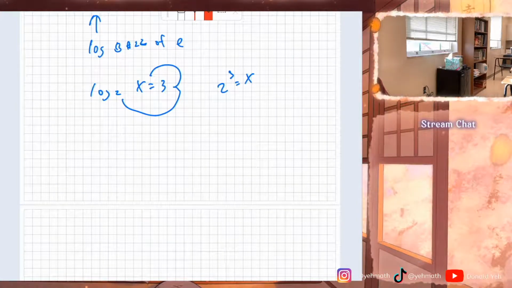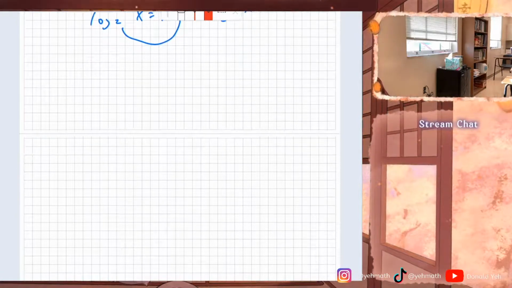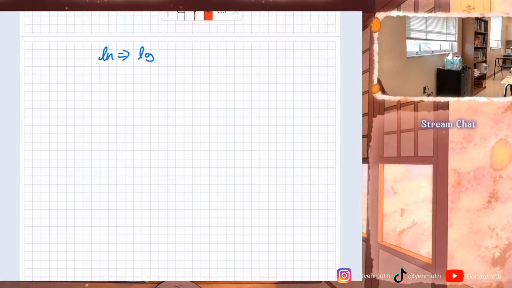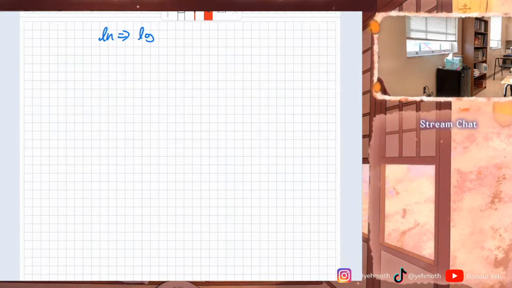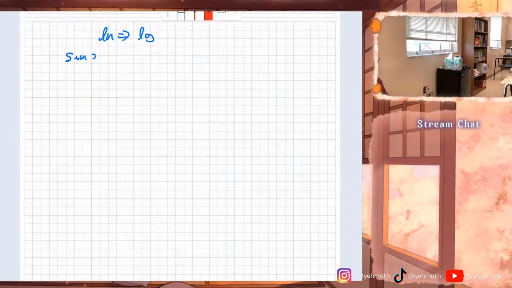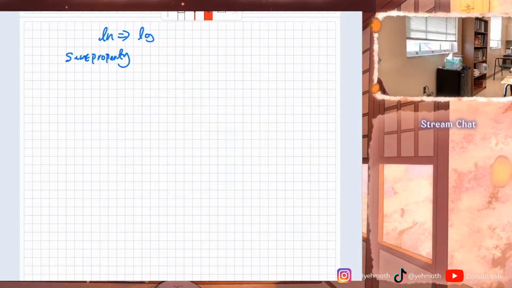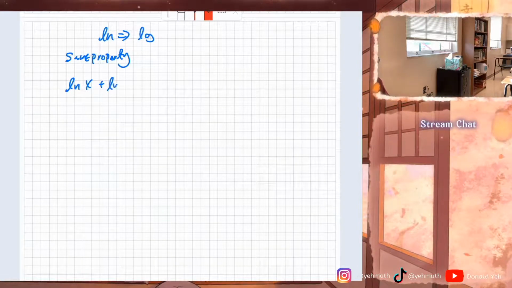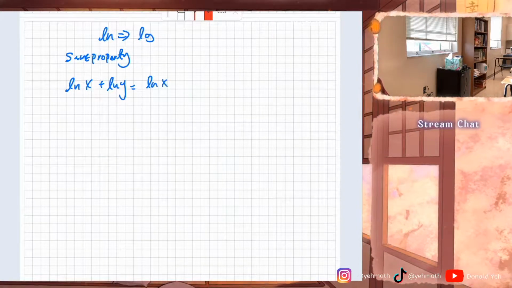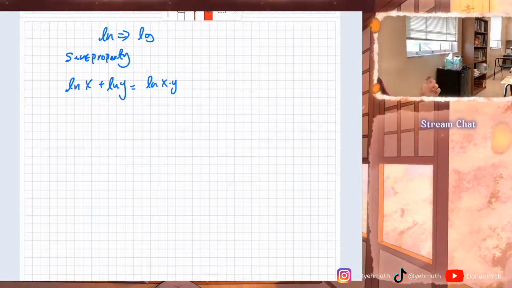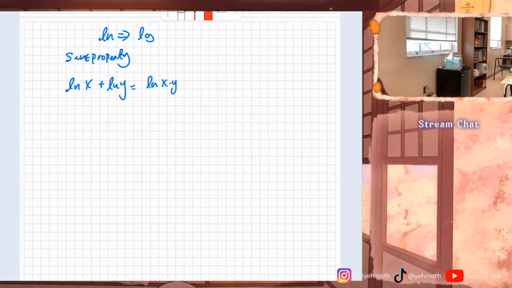Now we're going to talk about some basic properties of logarithms. Remember, in this case, the properties for natural log can also be used with log. The same rules apply. Why is this property important? Natural log of x plus natural log of y is equal to natural log of x times y. This is the first property. If 2 natural logs are added together, it's equal to the things multiplied by each other.